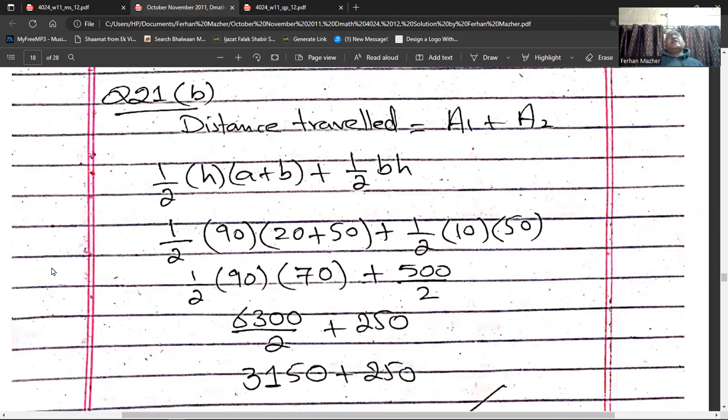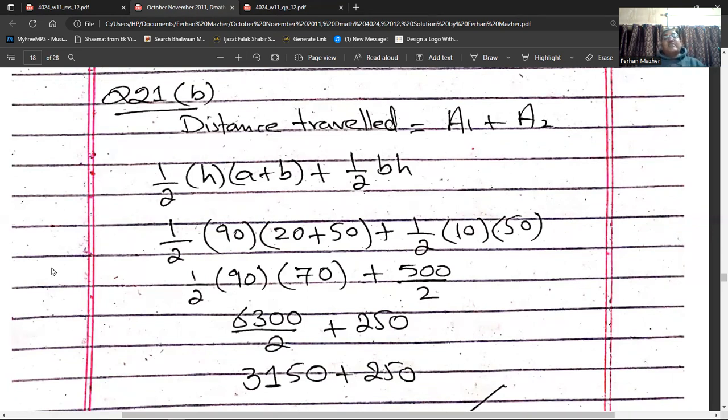So the formula for the area of the trapezium is 1 by 2 into the height into the sum of the parallel sides, plus 1 by 2 into the base into the height. So 1 by 2 into the height of the trapezium, which is 90. One parallel side is 20, the other parallel side is 50. And the area of the triangle will be 1 by 2 into the base, which is 10, and the height, which is 50. So 1 by 2 into 90 into 70 plus 500 divided by 2.